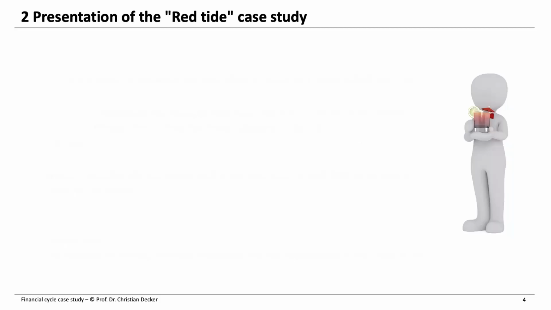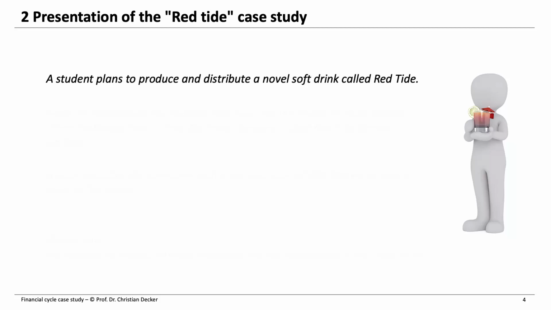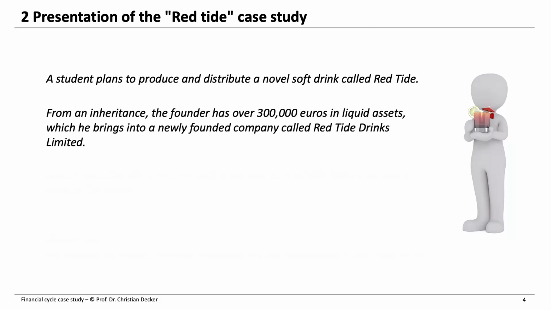In the following subsections, the mechanism of the financial cycle will be further illustrated with the help of a case study. A student plans to produce and distribute a novel soft drink called Red Tide. From an inheritance, the founder has over 300,000 euros in liquid assets, which he brings into a newly founded company called Red Tide Drinks Limited.